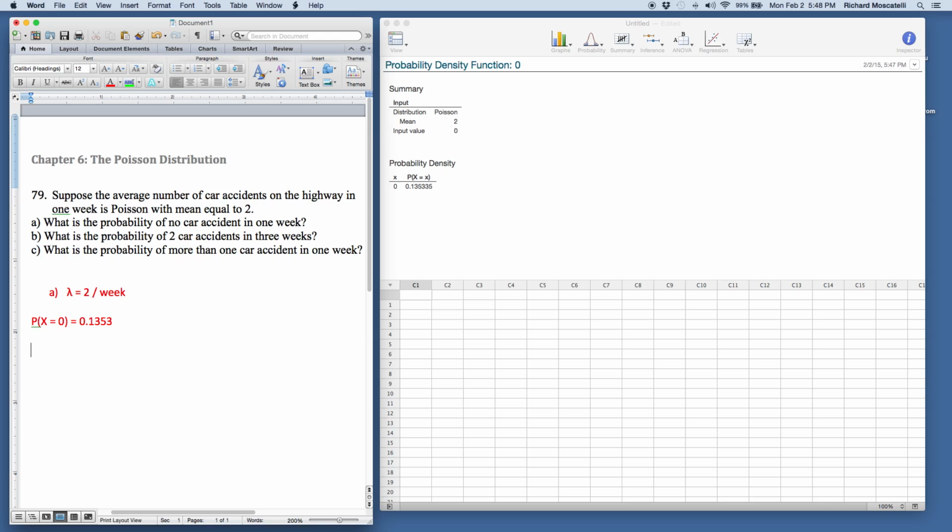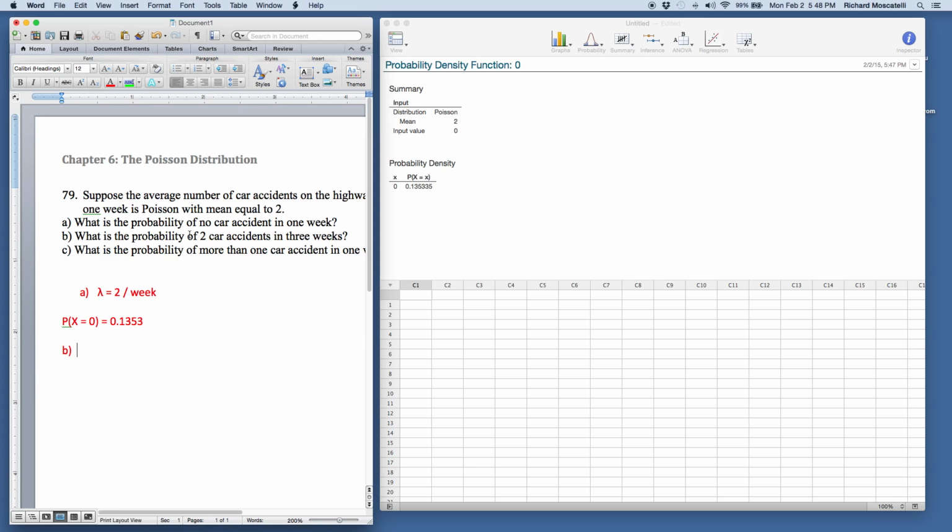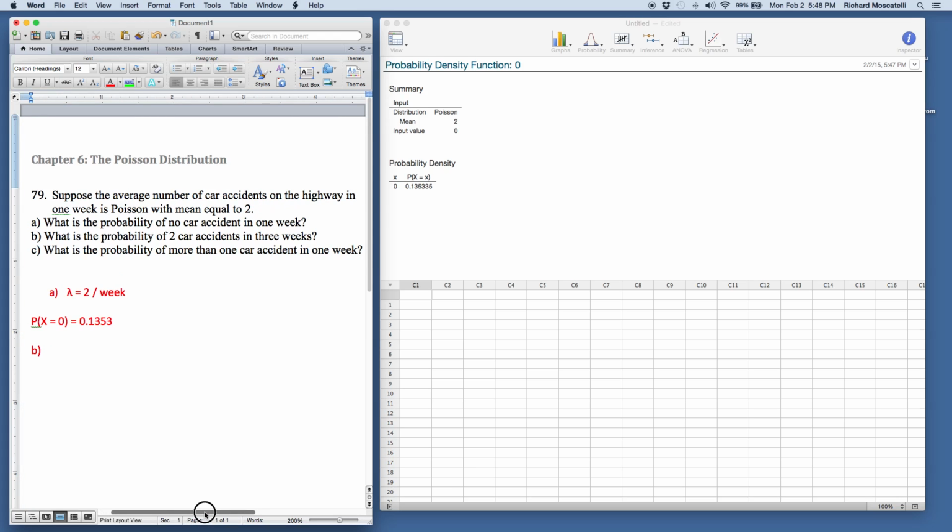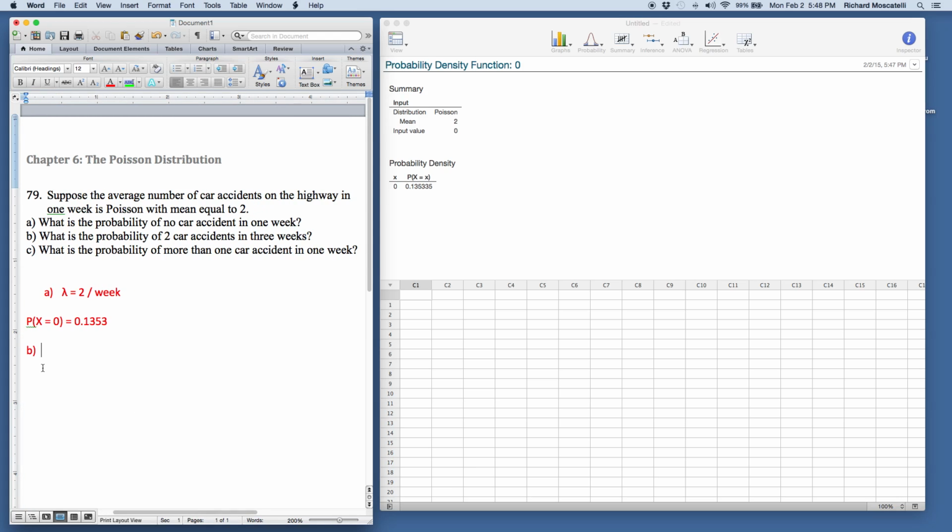All right, let's look at letter B. What is the probability of 2 car accidents in 3 weeks? The first thing you should notice is that they are changing the value of the time interval. In the beginning, they were talking about lambda, the mean. It was described to you in 1 week. Part A talked about car accidents in 1 week. Part B, however, talks about car accidents over a 3-week period. All right, so they're changing the time interval.